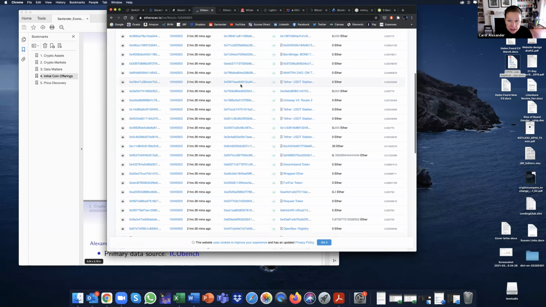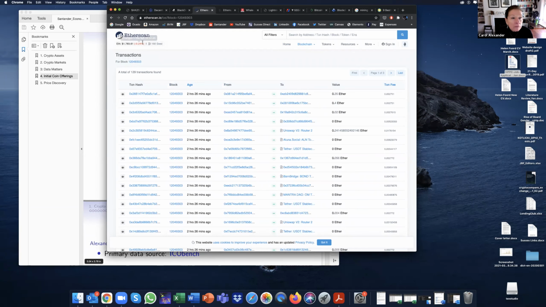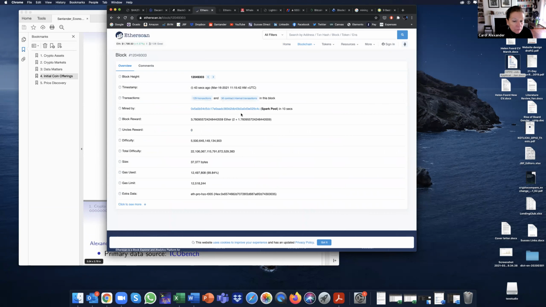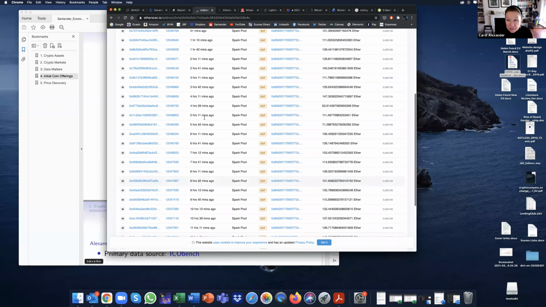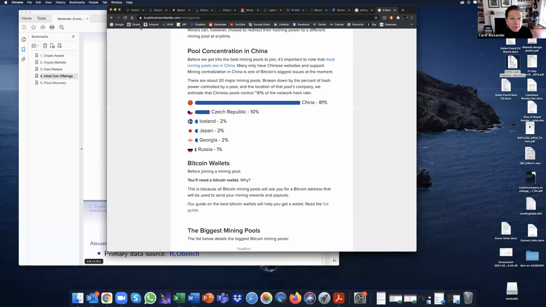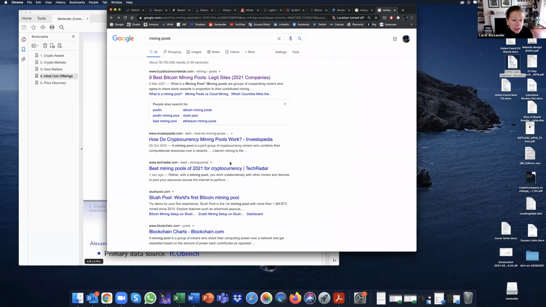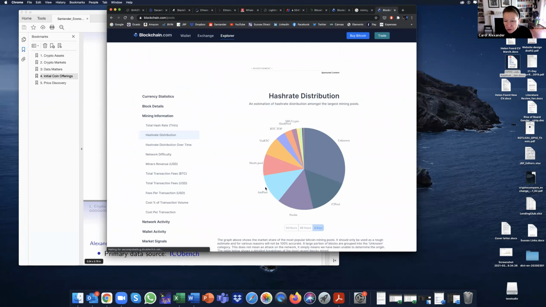In terms of the mining pools, let's go back here. Spark Pool, that's this pool here. So Spark Pool is being very efficient at the moment, but there are, let me see if I can get more information on the different types of mining pools. Slush Pool, that was the first one. This one has a distribution of the pools.